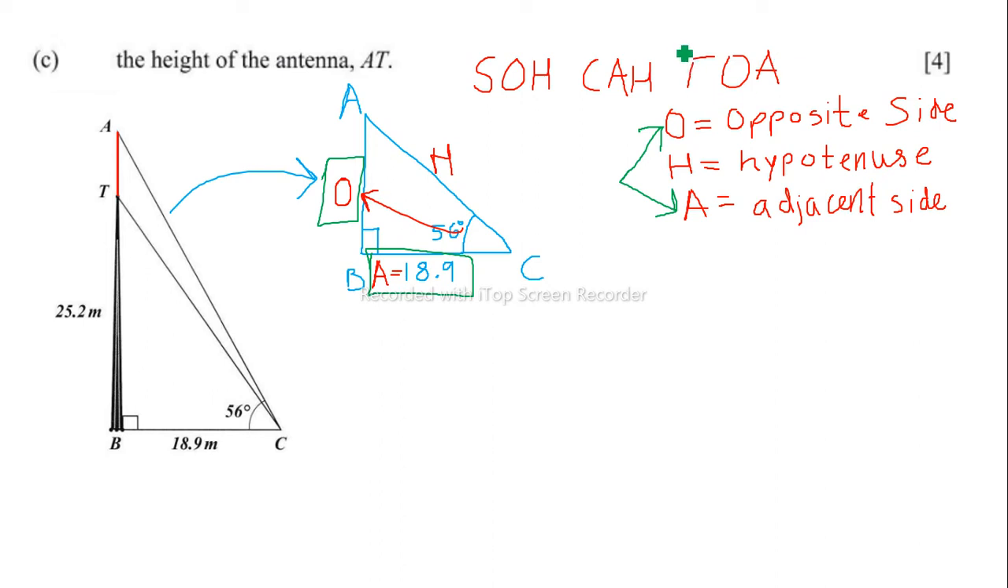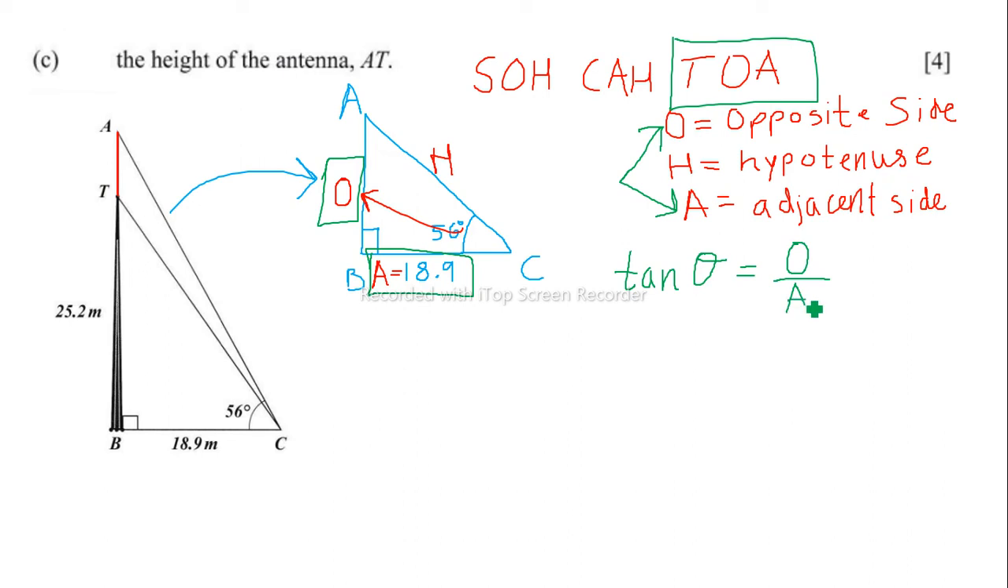Alright, so which one of these has O and A in it? TOA. See that? O and A. TOA is an abbreviation for tan theta equals opposite over adjacent. Theta is the given angle. Good.